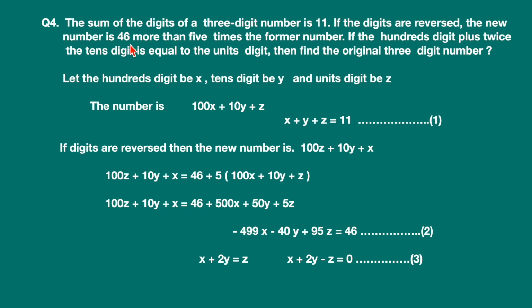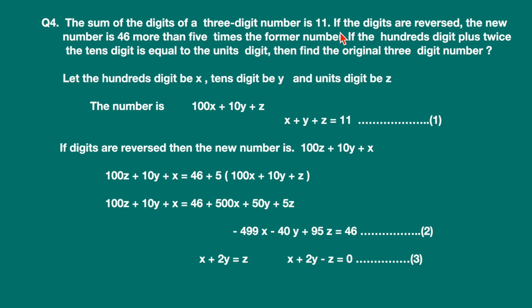The new number is 46 more than 5 times the former number. 5 times the former number means 5 into the former number. This was the original number, 100x plus 10y plus z. So 5 times the original number plus 46, because it is 46 more, will give us the new number.